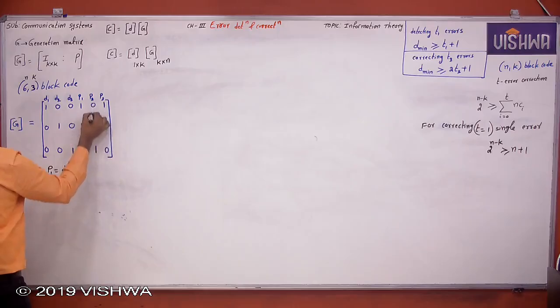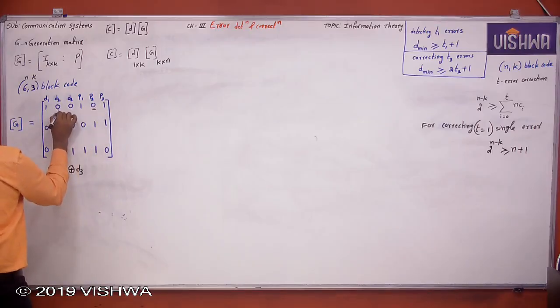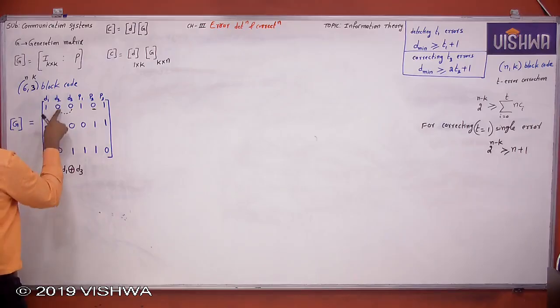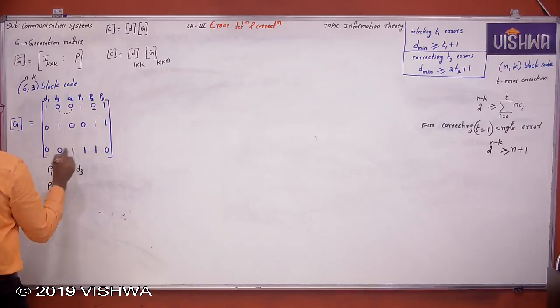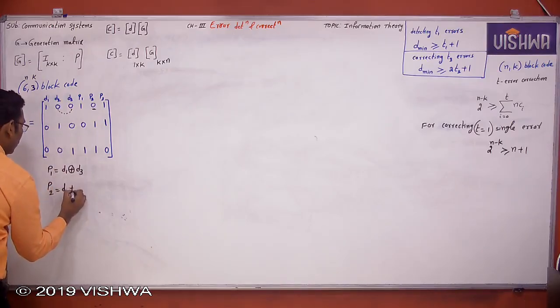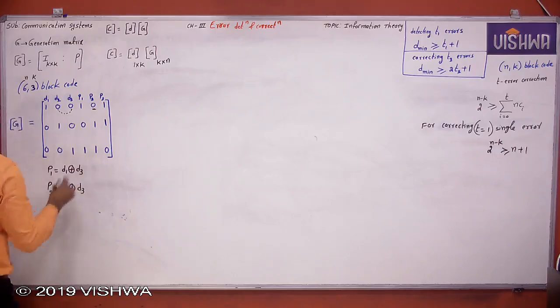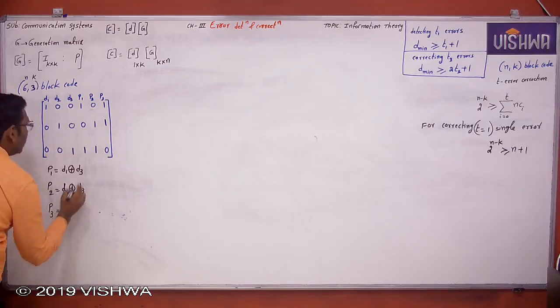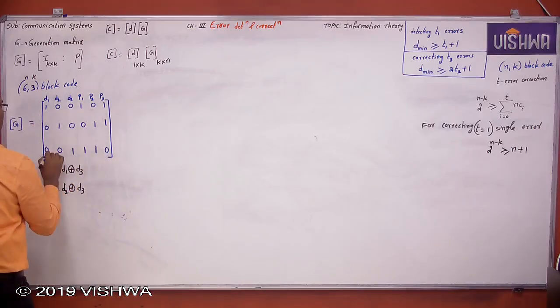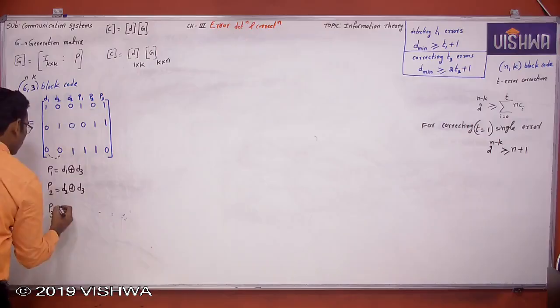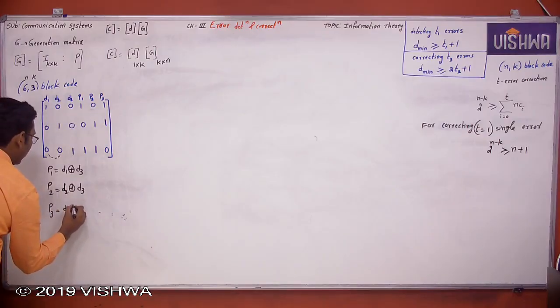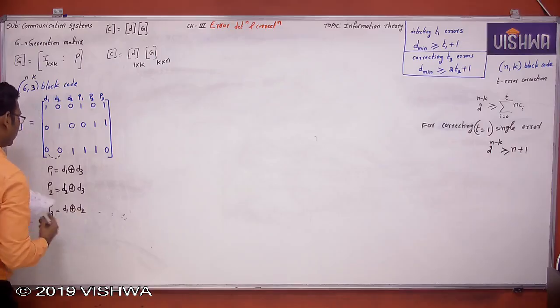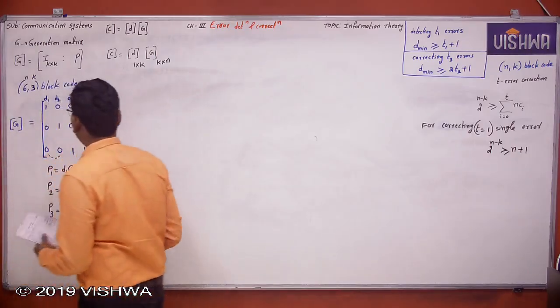Now come to P2. Where there is a 0 in P2, first you identify. This is 0, meaning you should take a combination of these two. Is it correct or not? 0 exclusive OR 0, 0; 1 exclusive OR 0, 1; 0 exclusive OR 1, 1. So P2 is a combination of D2 and D3. Next, P3. What is P3? P3 is nothing but this one: 0 exclusive OR 0, 0; 0 exclusive OR 1, 1; 1 exclusive OR 0, 1. So P3 is nothing but D1 exclusive OR D2. This is P1, P2, P3.